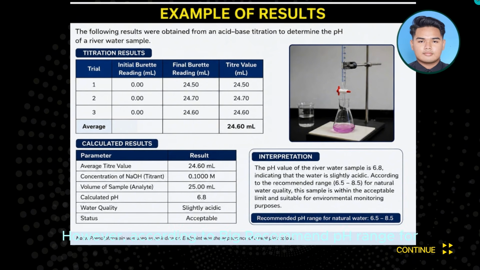However, according to the recommended pH range for natural water, which is between 6.5 and 8.5, the pH value of 6.8 is still within the acceptable range. Therefore, the water quality can be classified as acceptable and suitable for environmental monitoring purposes.